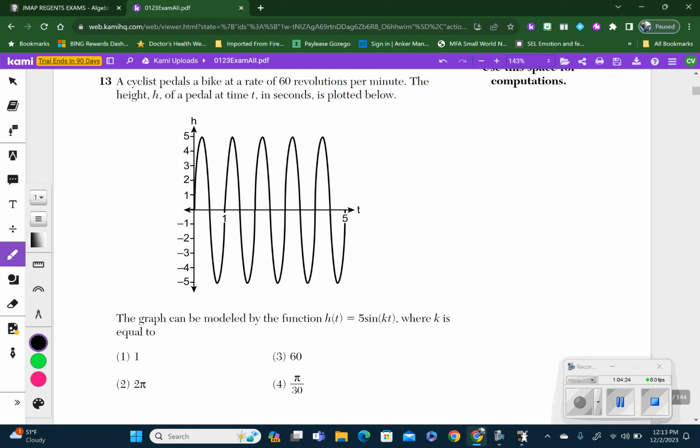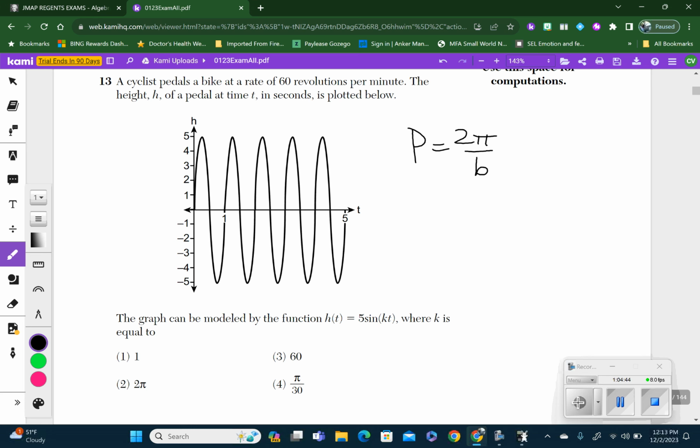I say that, but then I'm going to go through it anyway. You do need to know this formula for number 13. Period is equal to 2 pi over b. And this is like a trig question, but it's all good. We could do this. So it's telling you the graph can be modeled by this.